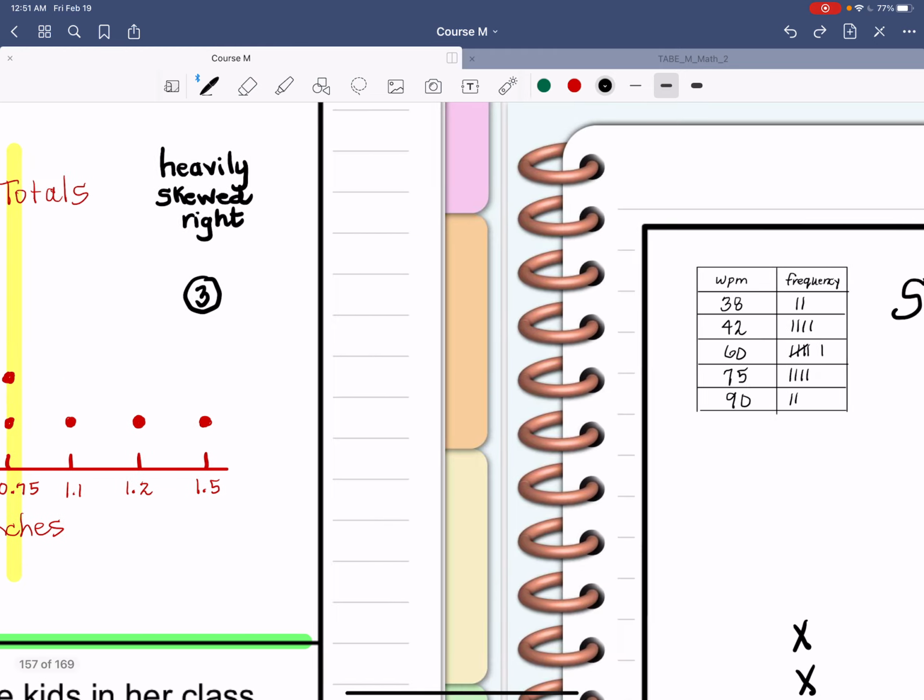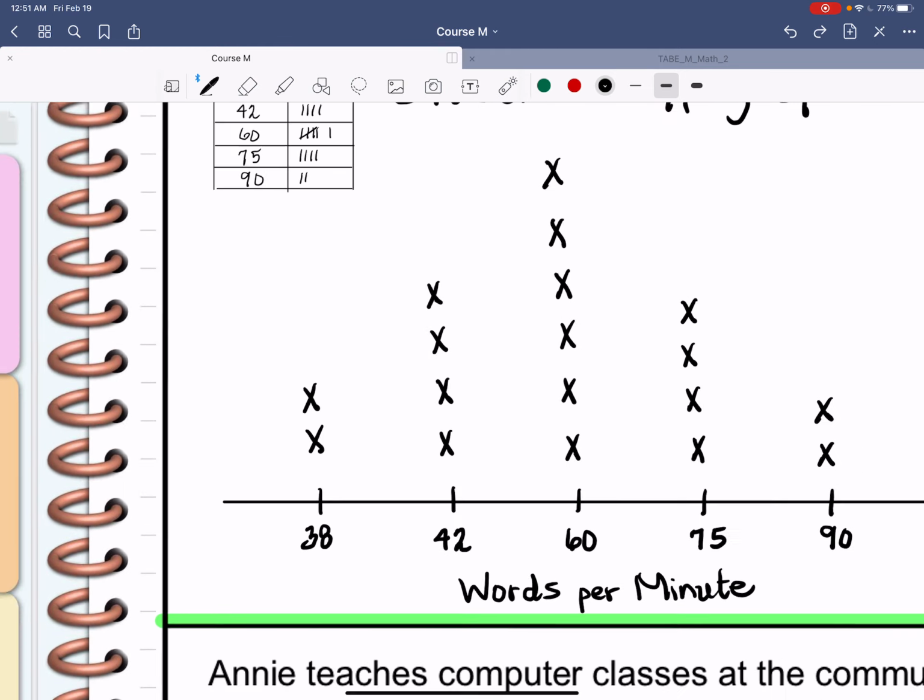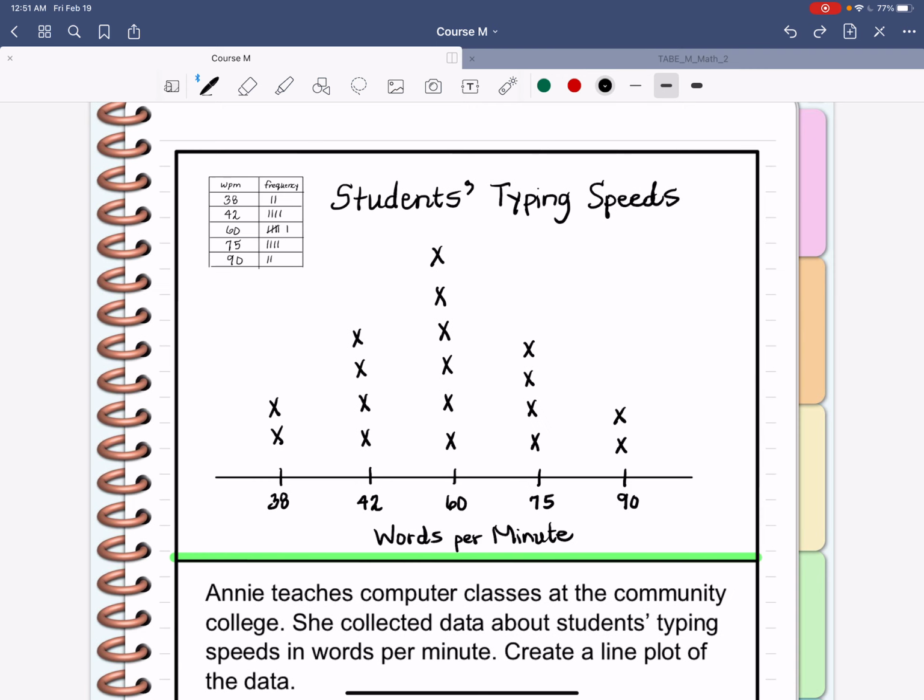Okay, let's look at this one. Ooh, this is a pretty one. Because if I say that here is my midpoint, and I look to the left, I have 6 X's. I look to the right, I have 6 X's. And they are lined up beautifully. They have a mirror image of each other. So this is called a symmetric distribution.